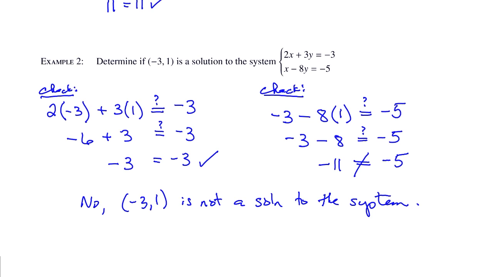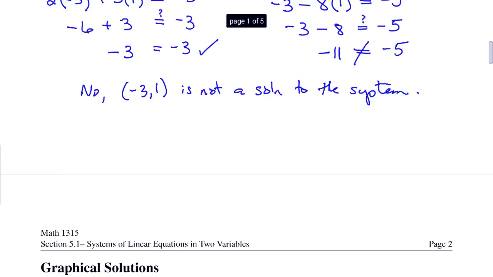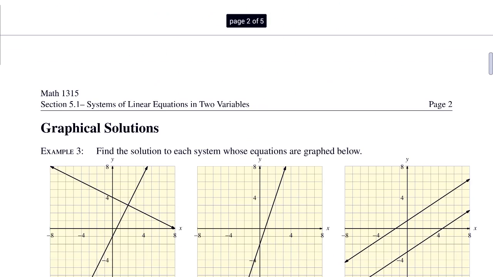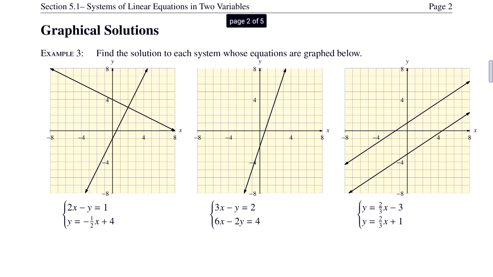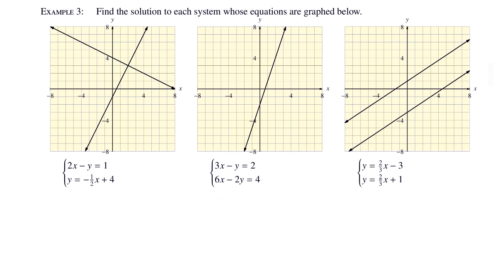All right, let's take a look at page 2. And we're going to explore 3 different ways to find solutions to systems. The first one is the graphical solutions. So in example 3, we have graphs of these systems, and we want to find their solution. The solution to a system is the intersection of the graphs.